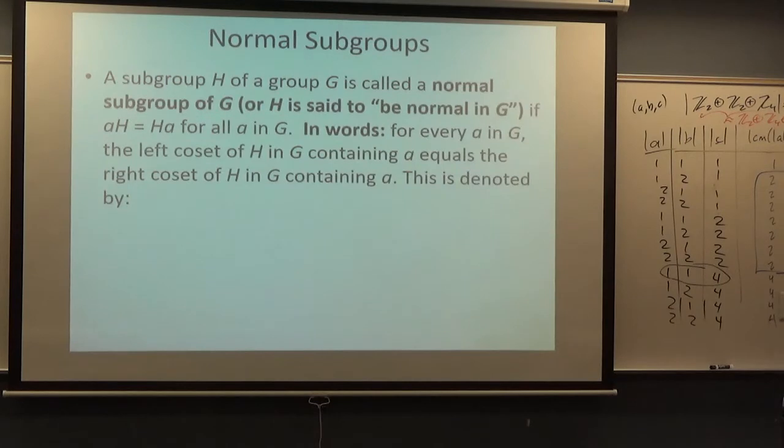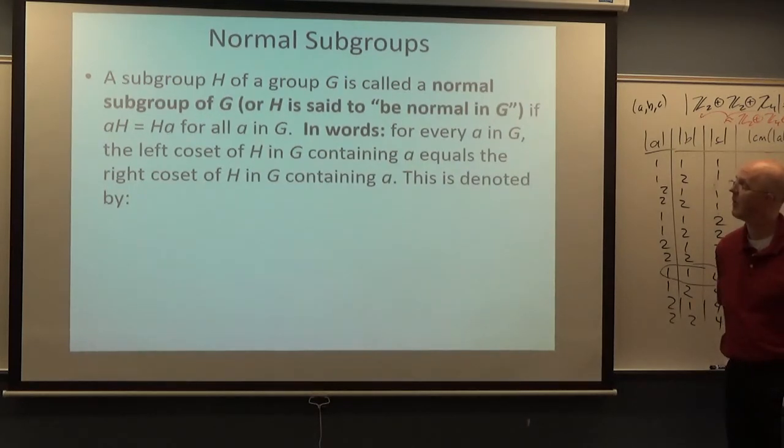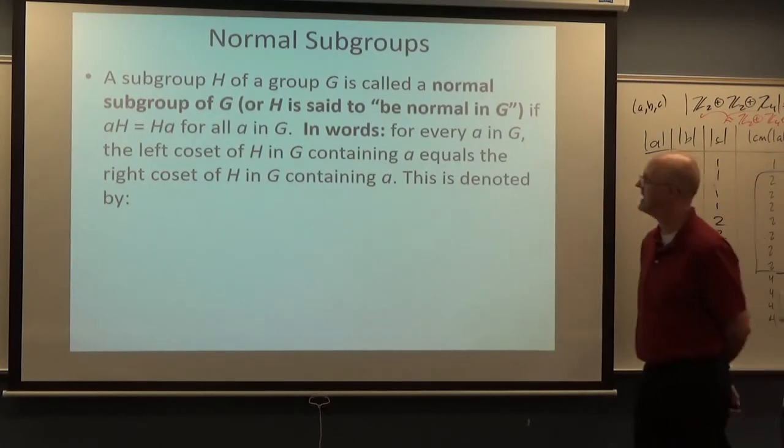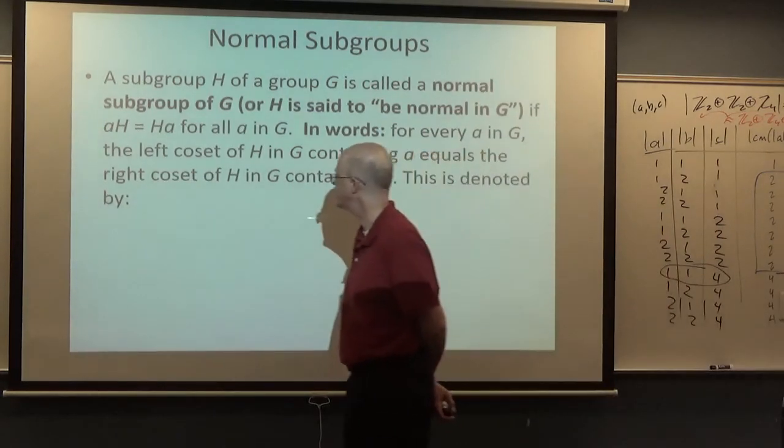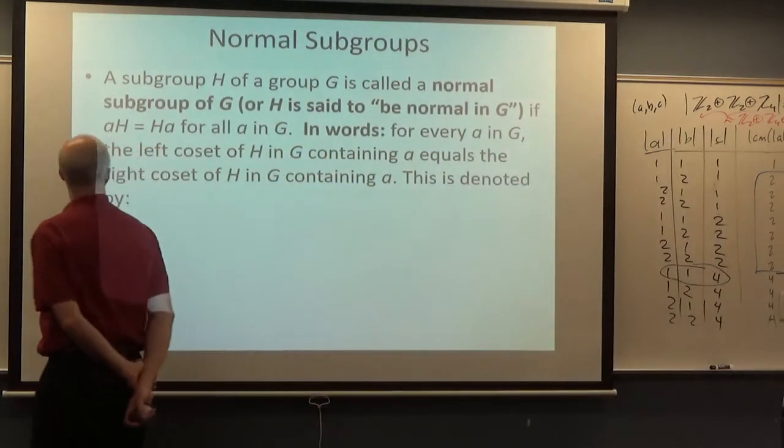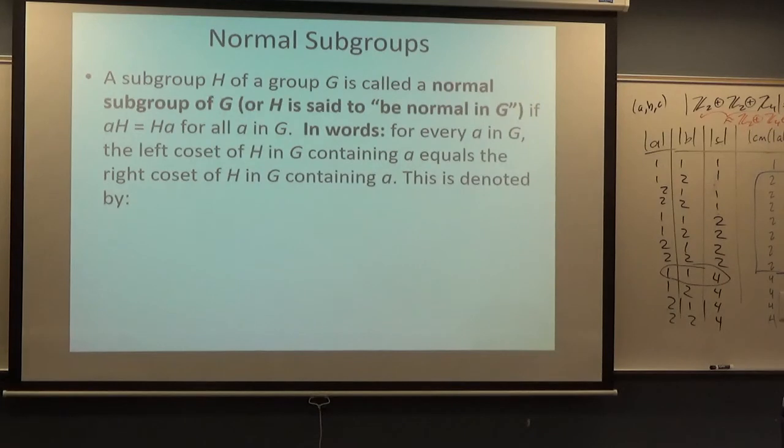A subgroup H of G is called a normal subgroup of G, or is said to be normal in G, if and only if aH equals Ha for all a in G. In words, and this is important to think about in words too, for every a in G, the left coset of H in G containing a equals the right coset of H in G containing a.